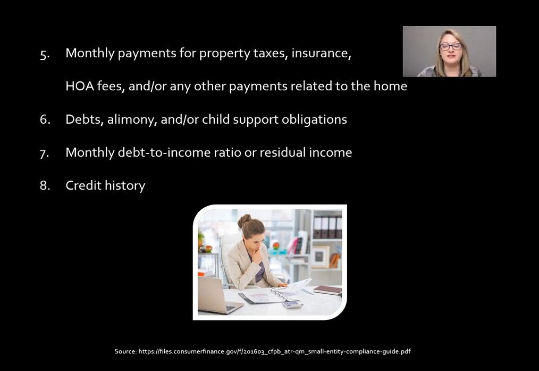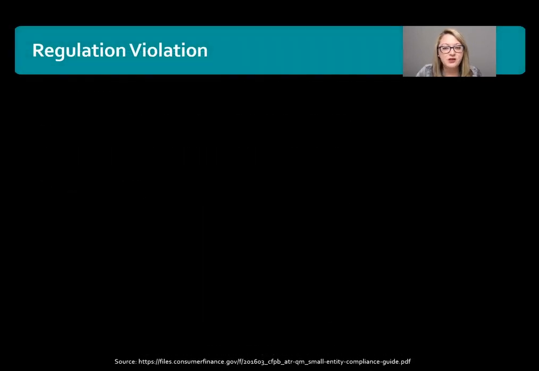And again, this isn't probably anything new to you, but the key here is that the lender needs to be able to validate or document and keep that information for 3 years after consummation of the loan to prove that they underwrote it with the ATR rule in mind. And if a lender does this, then it is assumed that it is a qualified mortgage. So when it comes to a regulation violation, that's the most important piece.